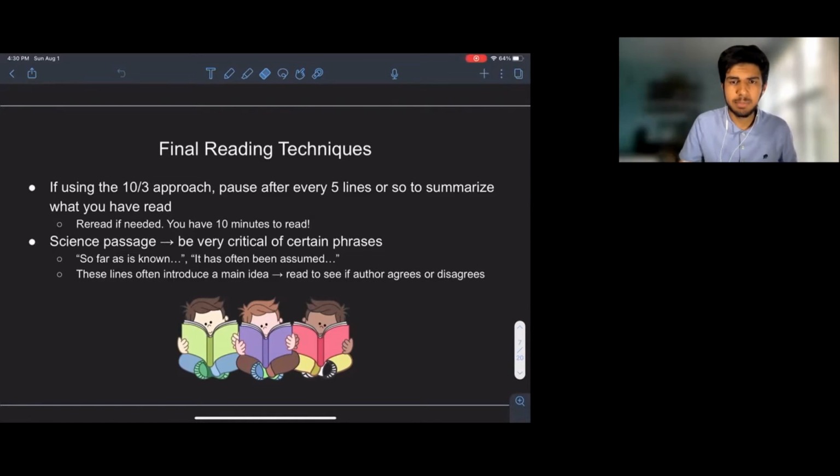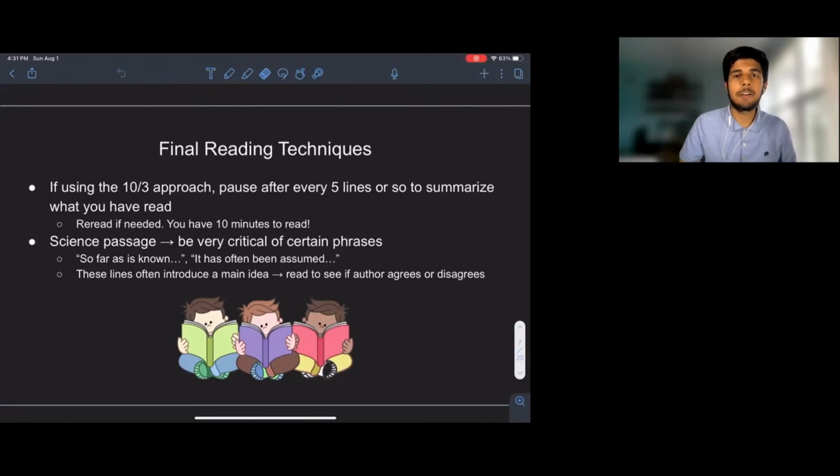Secondly, this is more of a very specific tip, but there's almost always a passage related to science in some way, and in these passages, it's helpful if you're critical of certain phrases. So I wrote down 2 here. First is like, "so far as is known," or "it has often been assumed."